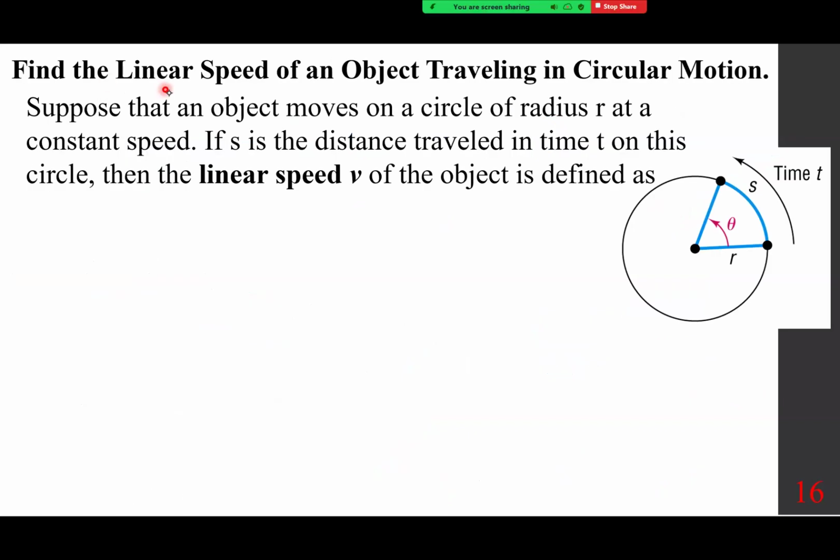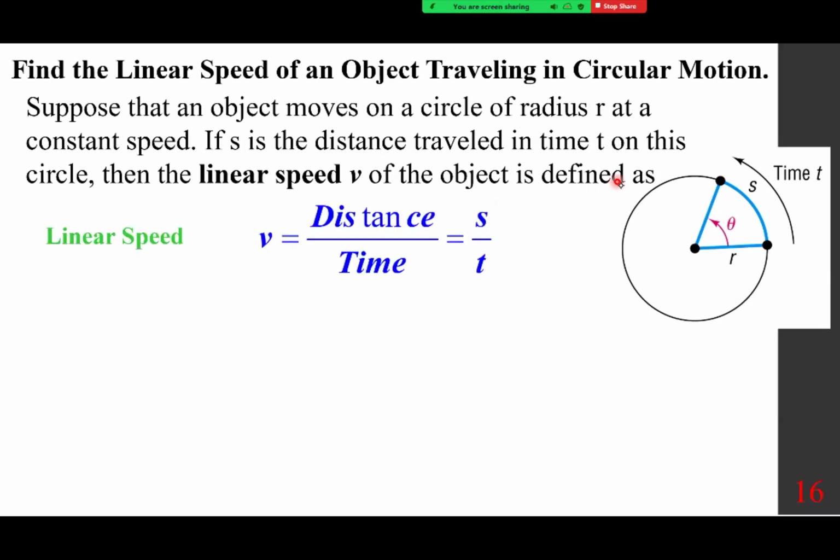Find the linear speed of an object traveling in a circular motion. Suppose that an object moves on a circle of radius r at a constant speed. If s is the distance traveled in time t on this circle, then the linear speed v of the object is defined as distance over time. Linear speed is total distance covered over total time. The distance is arc length s, and the time is just t. So that's the definition of a linear speed.